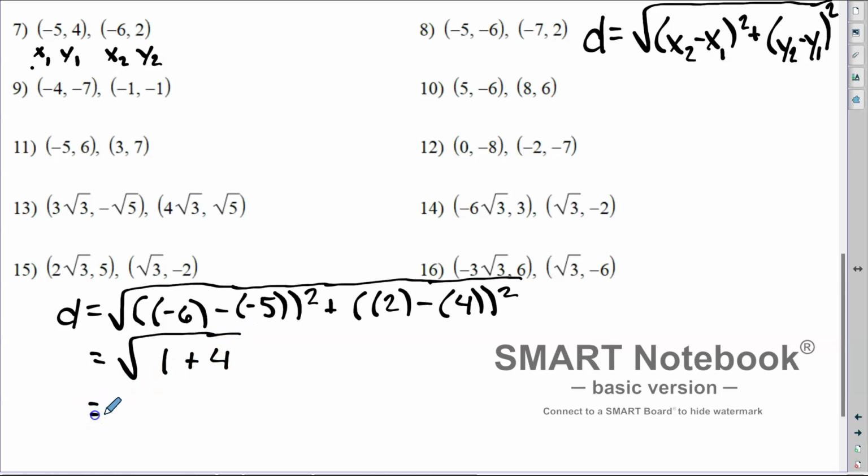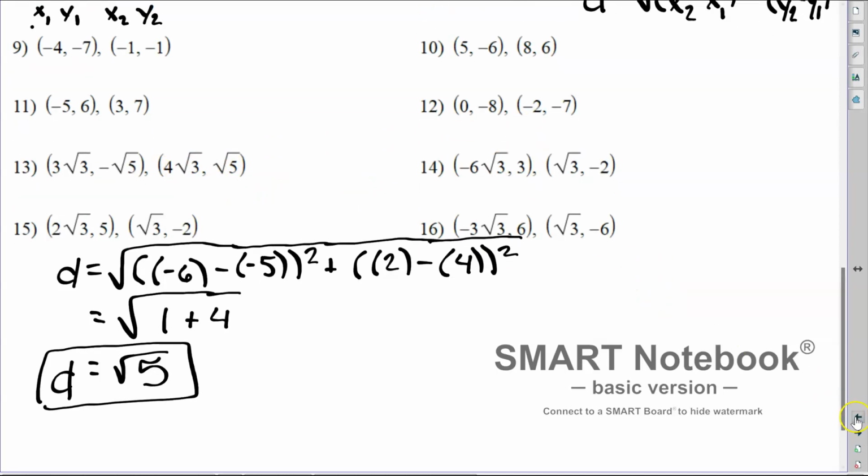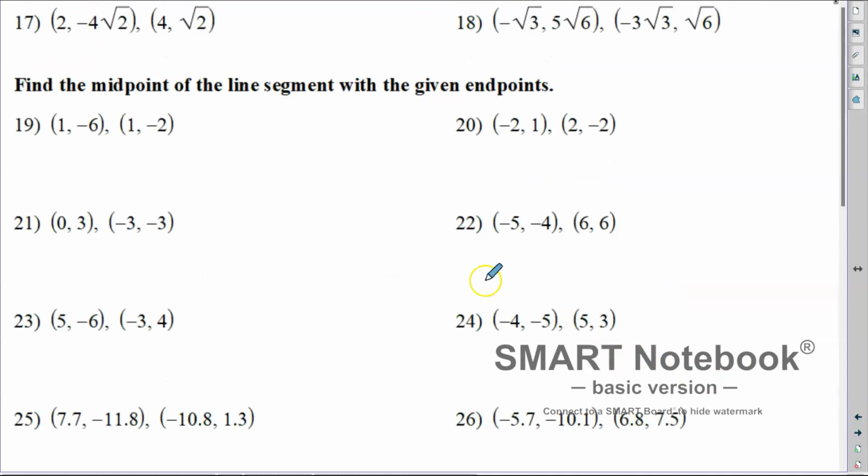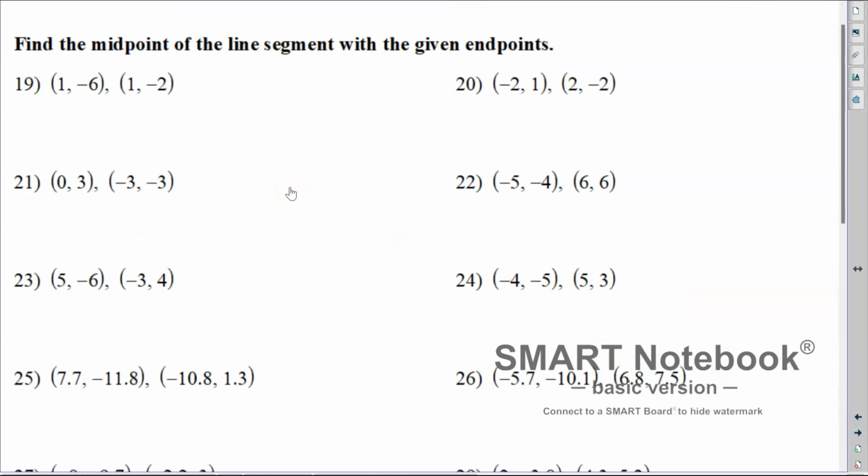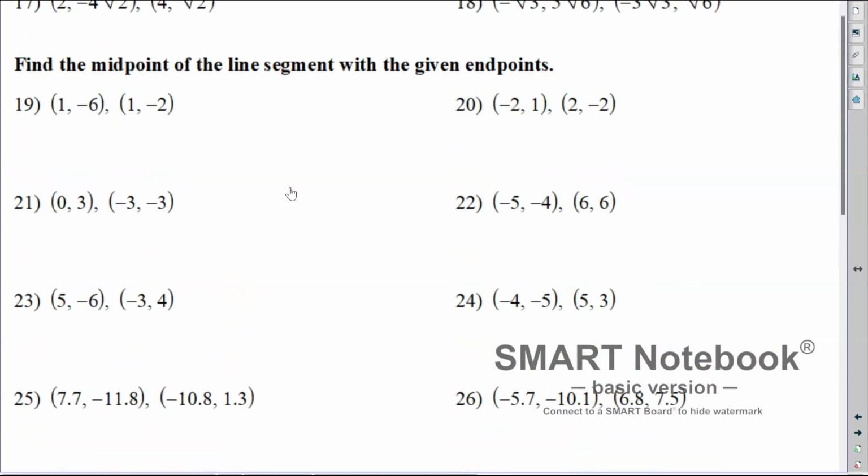Okay, which equals square root of 5, and that is my distance. You guys will have all sorts of scratch work, so make sure you box in your answers. Take pride in your work, and like I said, in class we can explore some of these tougher looking ones. All right, let's go ahead and check out one of these midpoint formulas.